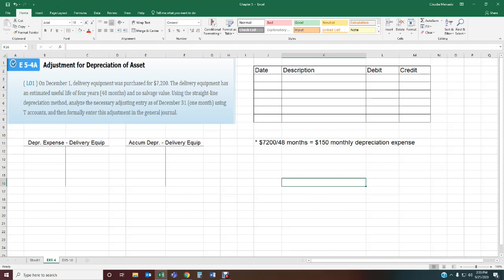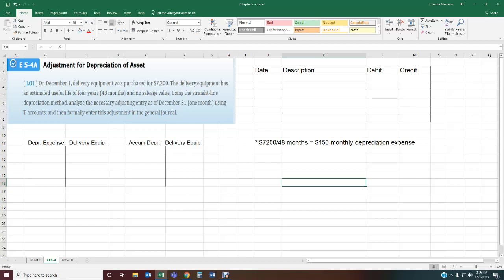Okay, so the depreciation expense is a temporary account that gets zeroed out every year. So what happens is we accumulate information for a year. At the end of the year, we zero it out and we start fresh. Okay. Accumulated depreciation is a permanent account. We never zero out that account. So year over year, we're going to be accumulating information.